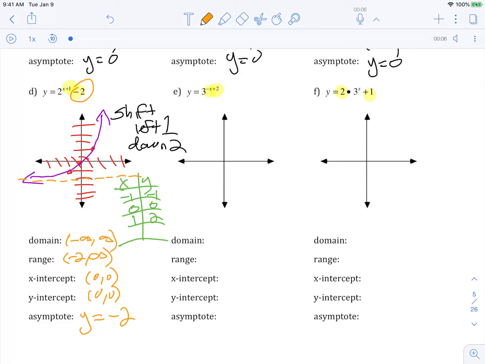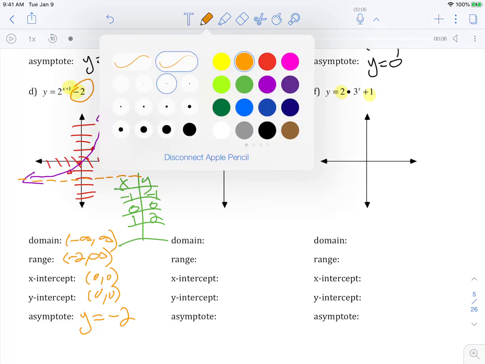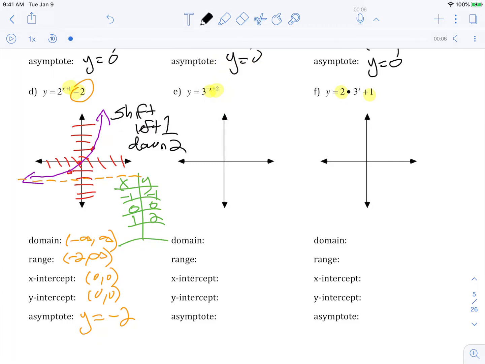Over here, remember our little trick when you have these kind of problems is this negative on the inside with the x. You got to factor a little bit. So this is really x minus 2 with a negative on the outside. So this is telling me that I'm really going to be shifting everything to the right 2 and a reflection over the y-axis.